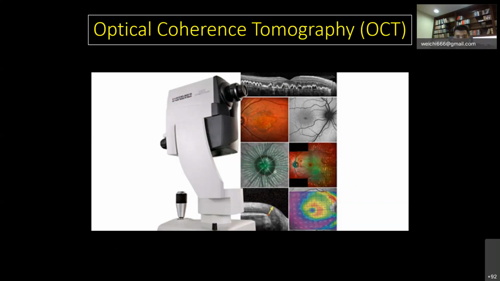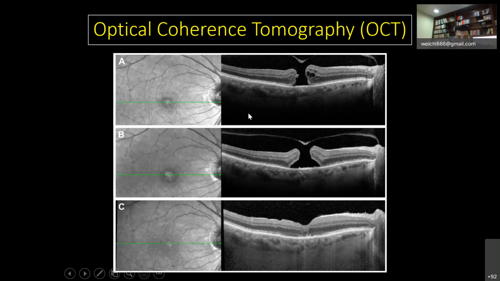And right now we have a newer development of instrument called optical coherence tomography, OCT. With this machine, we could get information from the retina. So you could see that this is a patient with a macula hole. You could see this is the vitreous. Okay, because of the vitreous traction, there's a macula hole and localized retinal detachment. And after successful surgery, the hole was closed again.